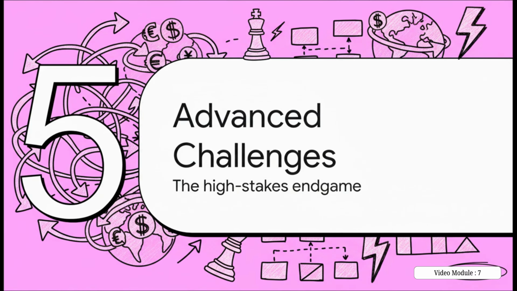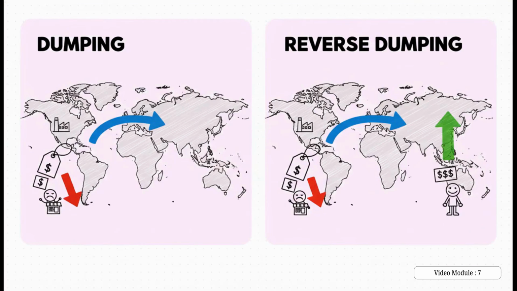All right, now we're getting to the most complex and, honestly, sometimes controversial tactics in the entire global pricing playbook. These are the high-stakes moves that can really shape whole industries. A really hot-button issue is something called dumping. This is when a company sells its products in another country at a ridiculously low price, sometimes even for less than it costs to make them. The goal? To drive local competitors out of business. And on the flip side, you have reverse dumping, where a company might actually charge more in a foreign country just because they know they can get away with it.